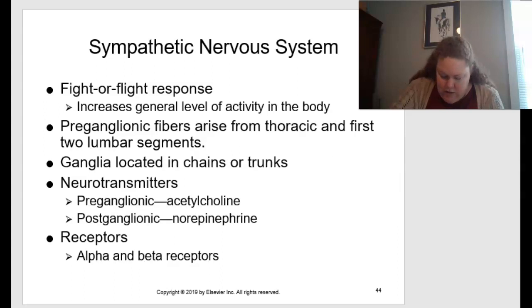The preganglionic, or the ones before the ganglions, are going to be controlled by acetylcholine, and the postganglionic ones are going to be controlled by norepinephrine. We also have our receptors, and these are going to be our alpha and our beta receptors.